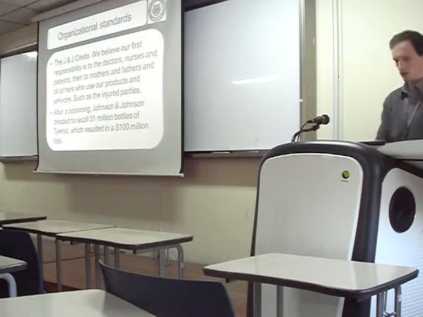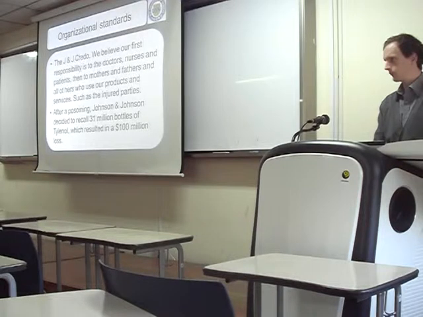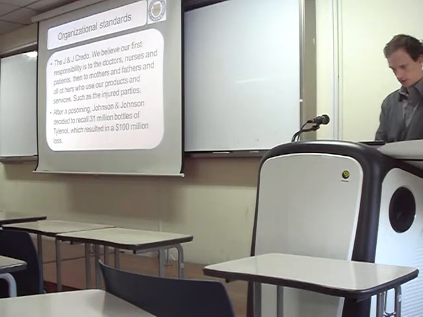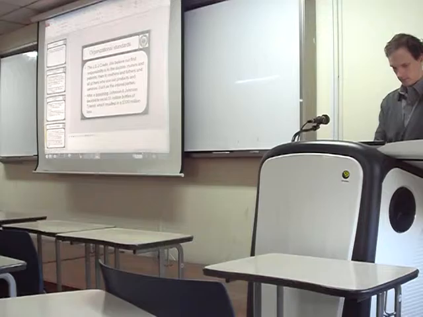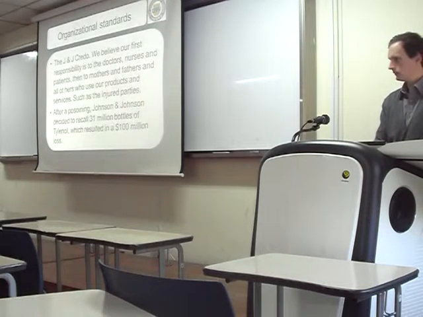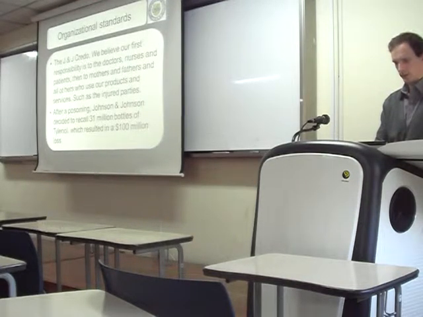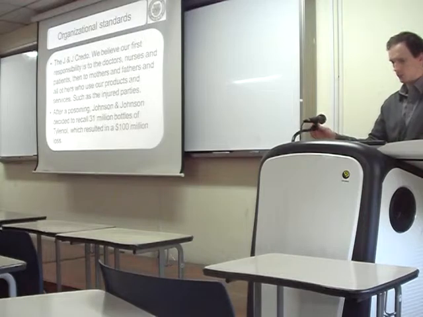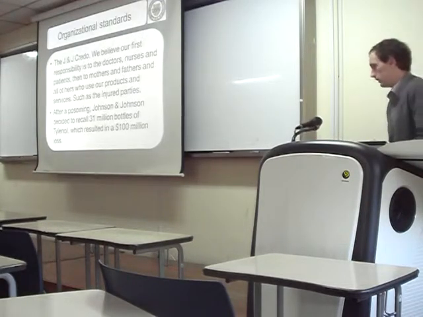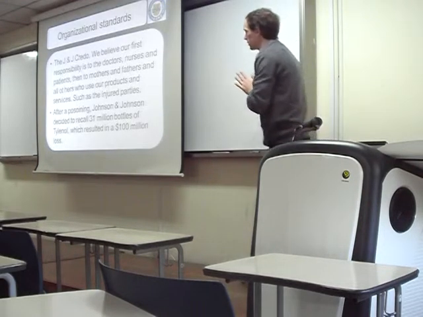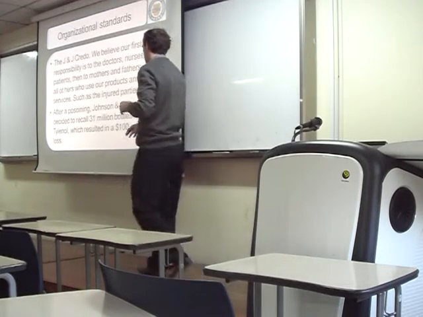So let's look at organizational standards. Do you know Johnson & Johnson? Oh, yes. What do they make? What kind of things do they make? Cosmetics and aspirin. Medical equipment. They also make pharmaceutical products, medicine. They made a pharmaceutical product called Tylenol. Did you hear about this case?